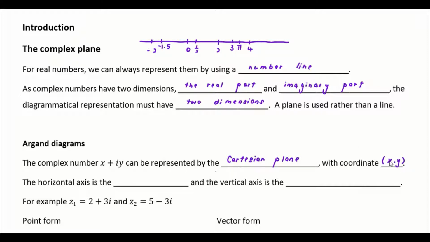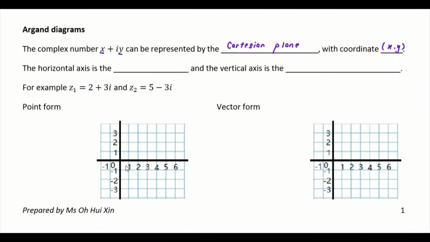You can see that the x represents the real part, and the y represents the imaginary part. So in the Argand diagram, the horizontal axis is the real axis, and the vertical axis, on the other hand, is the imaginary axis.